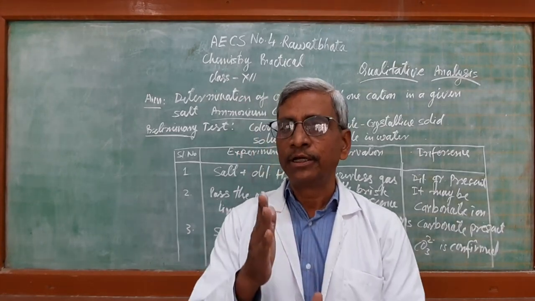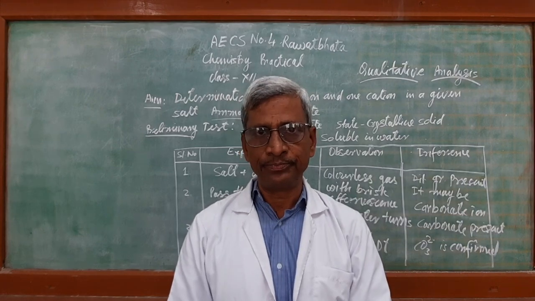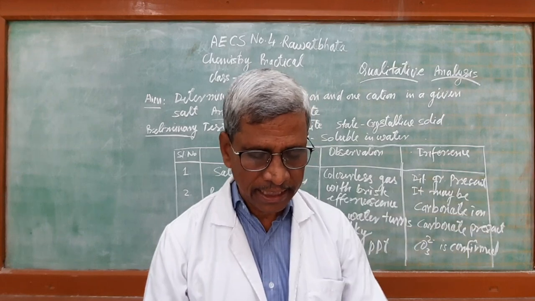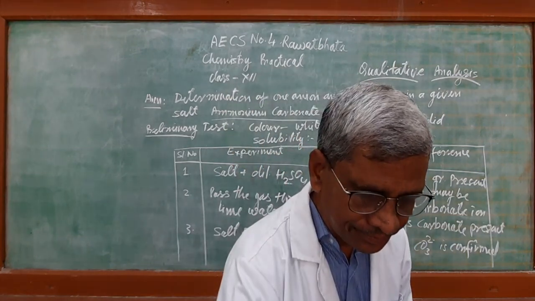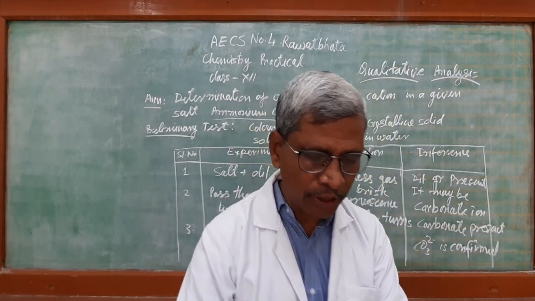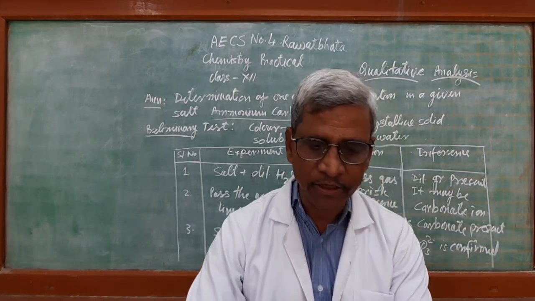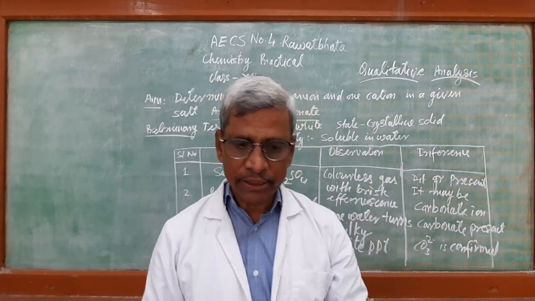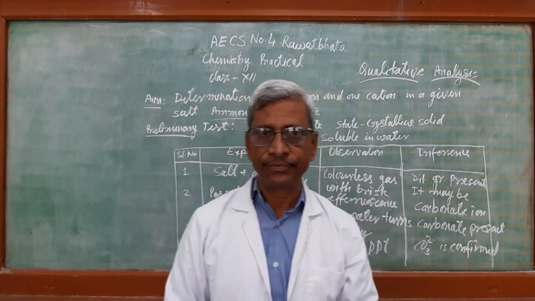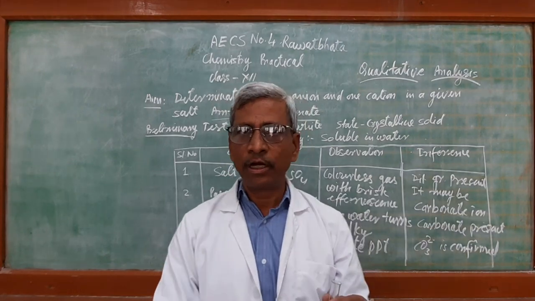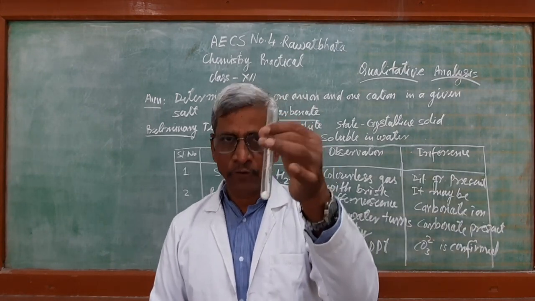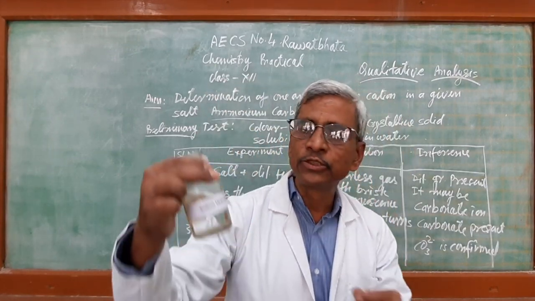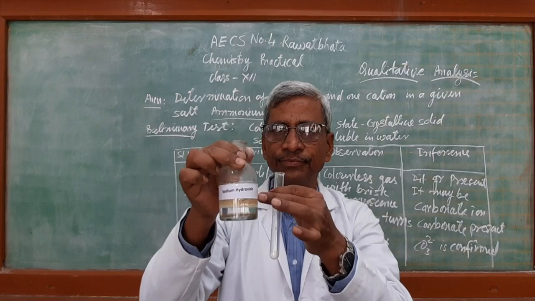Starting with the sixth group or zero group, ammonium, which has no group reagent. Then what to do for that? Take the test tube, add a small amount of salt in this, and add sodium hydroxide. This is the experiment for ammonium. Add sodium hydroxide aqueous solution to this. Here is the sodium hydroxide.